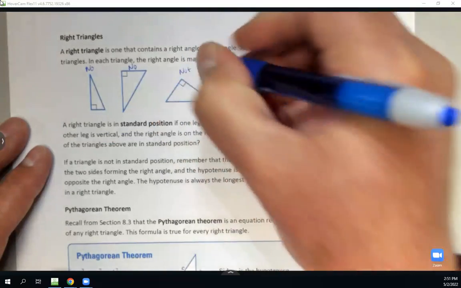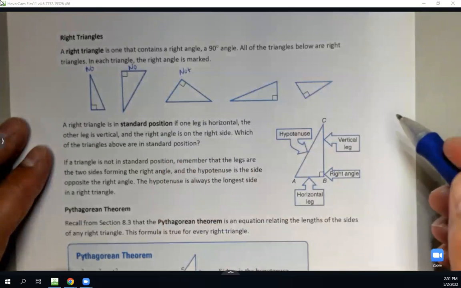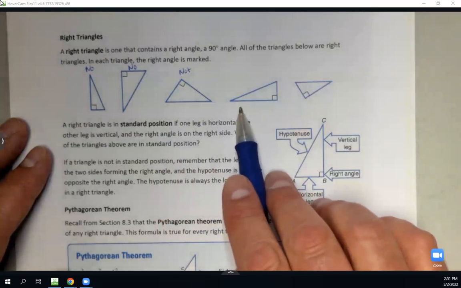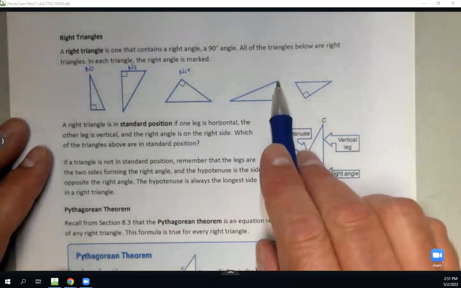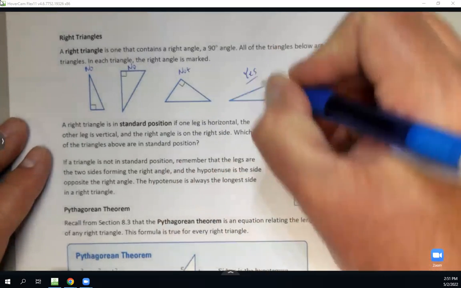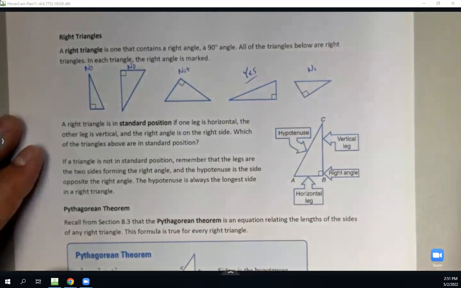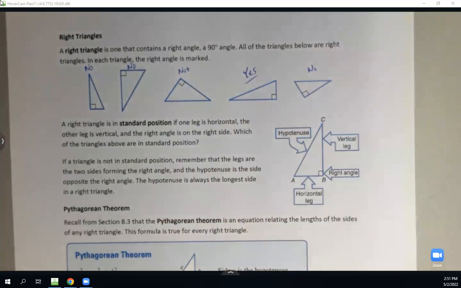This is not in standard position because the one leg and the other leg are not vertical and horizontal, okay? This one is in standard position. This is horizontal, this is vertical, and the right angle's on the right side. So yes, this one's in standard position. This one's not. Make sense? Okay. So it's easiest to look at right triangles when we have them in standard position, at least for trigonometry's purposes. So we like to have them in this standard position for the sake of trigonometry.